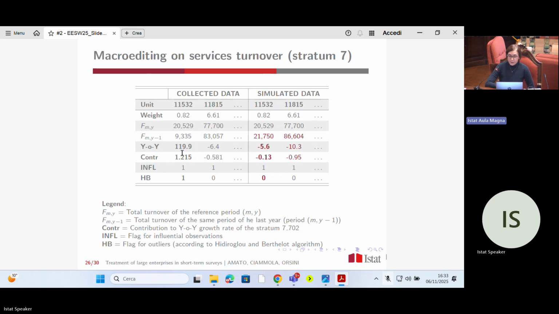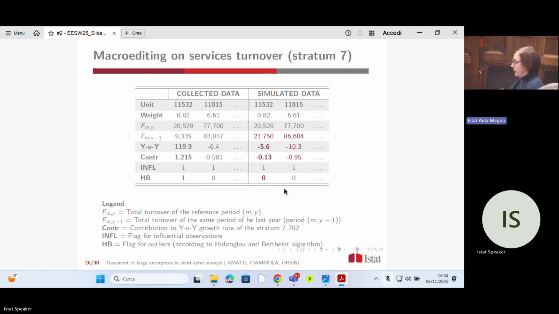As you can see here, the first unit is a bit considered an outlier. In fact, its year-on-year growth rate is larger than 100%, and we can see that it is considered an influential outlier looking at these two information indicators, infra and HB, that are checks included in the application system.